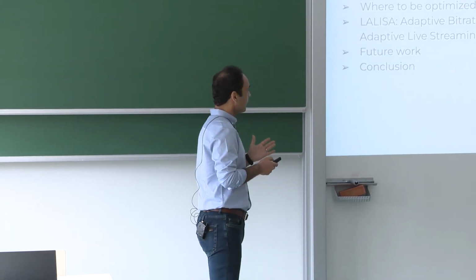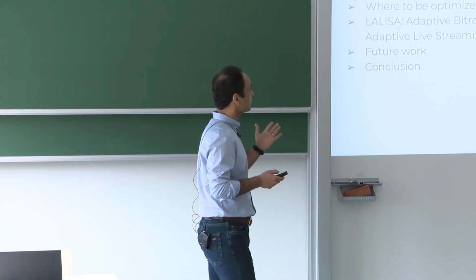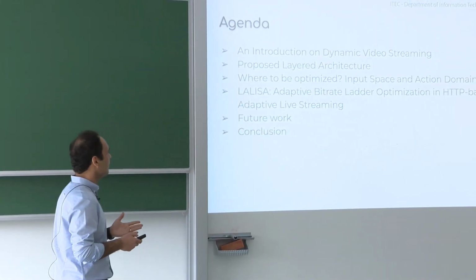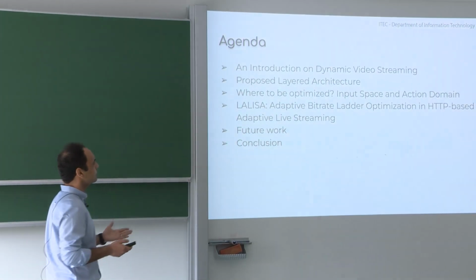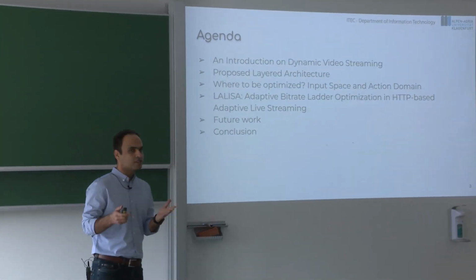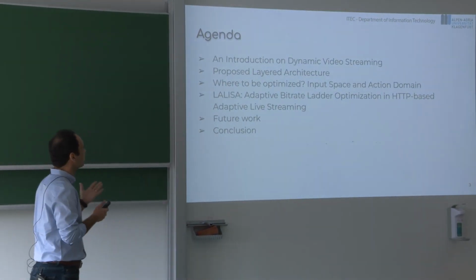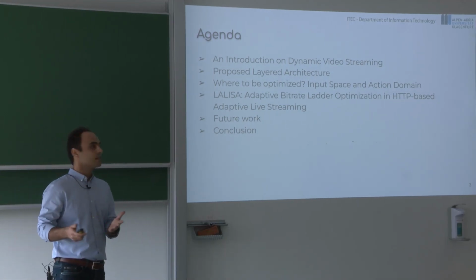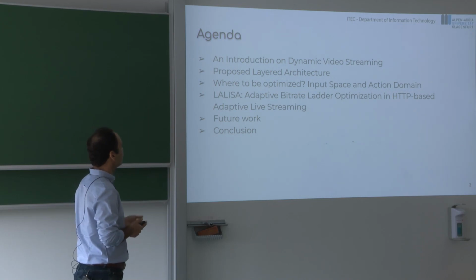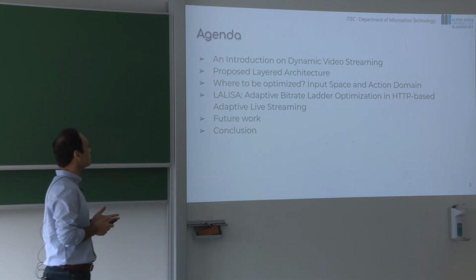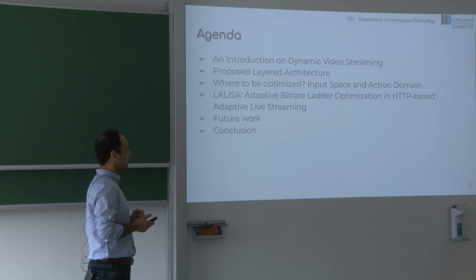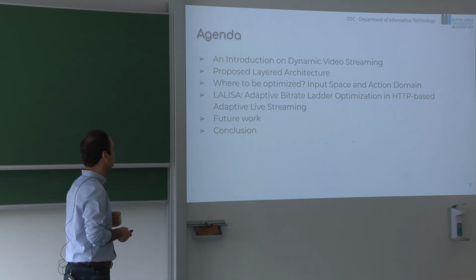In this talk, we have different topics. The first one is an introduction on dynamic video streaming, and then we have a proposed layer architecture, and some interesting questions will be answered. For example, where to optimize. We define input space and action domain, and then an introduction about the recent work we did here, and future work, followed by a conclusion.